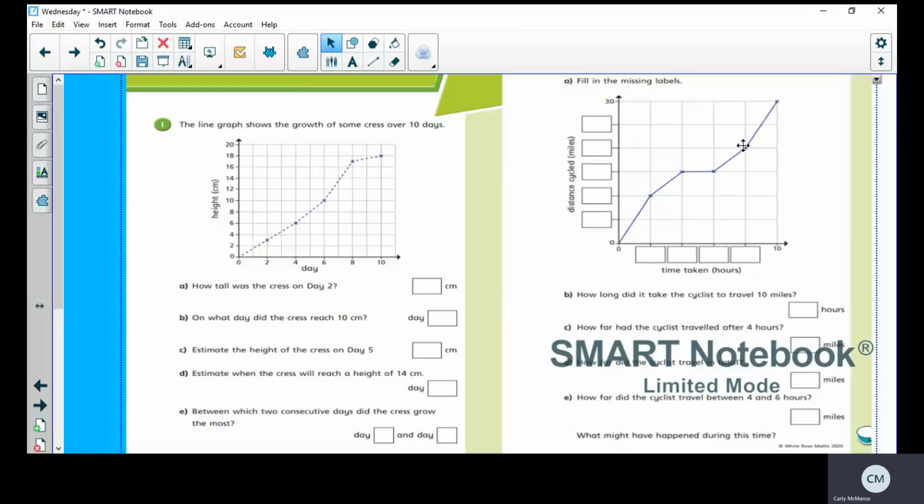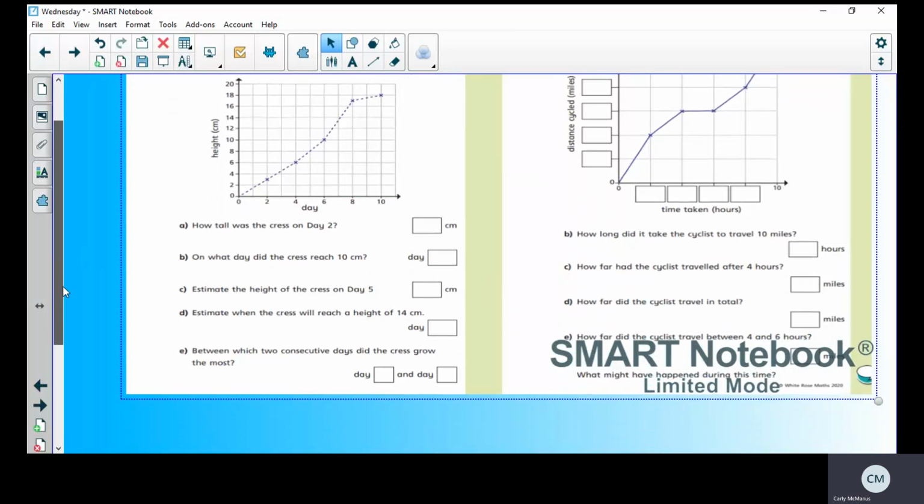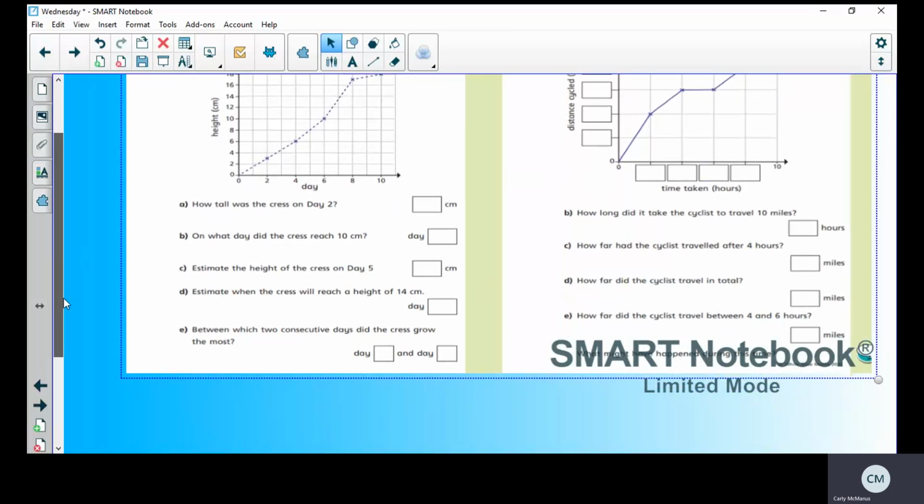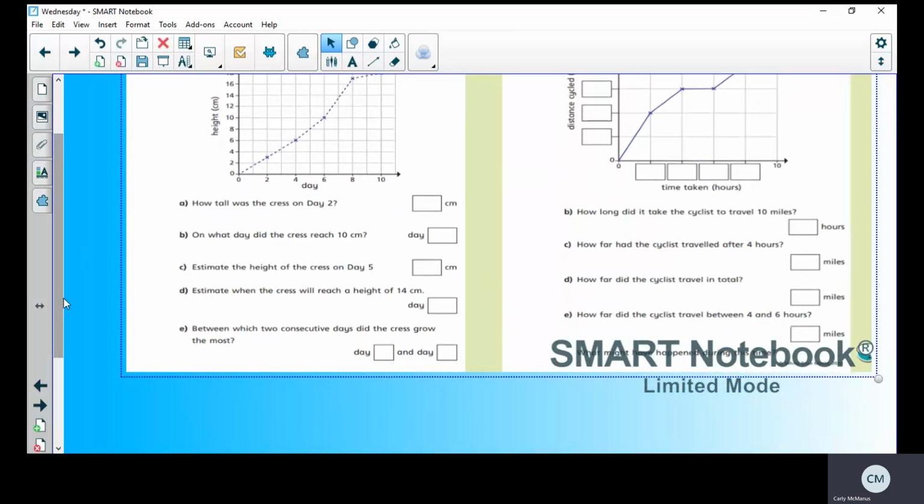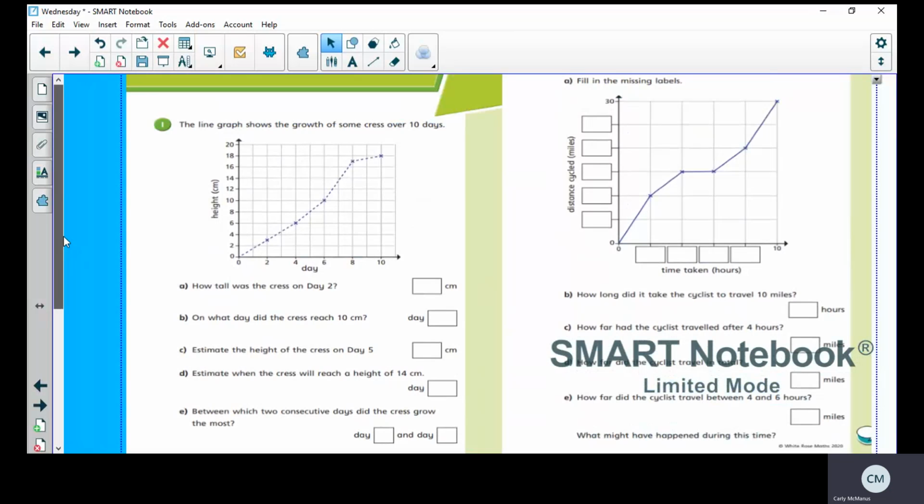And go along the corridor and down the stairs, or up along the corridor and up the stairs, whichever way is easiest for you to find the answer. How far did the cyclist travel after 4 hours? How far did the cyclist travel in total? So in total, how far did they travel? So that's not necessarily going to be the top of the graph. You need to look at the last point. So the last point is here, look how many miles they travelled.